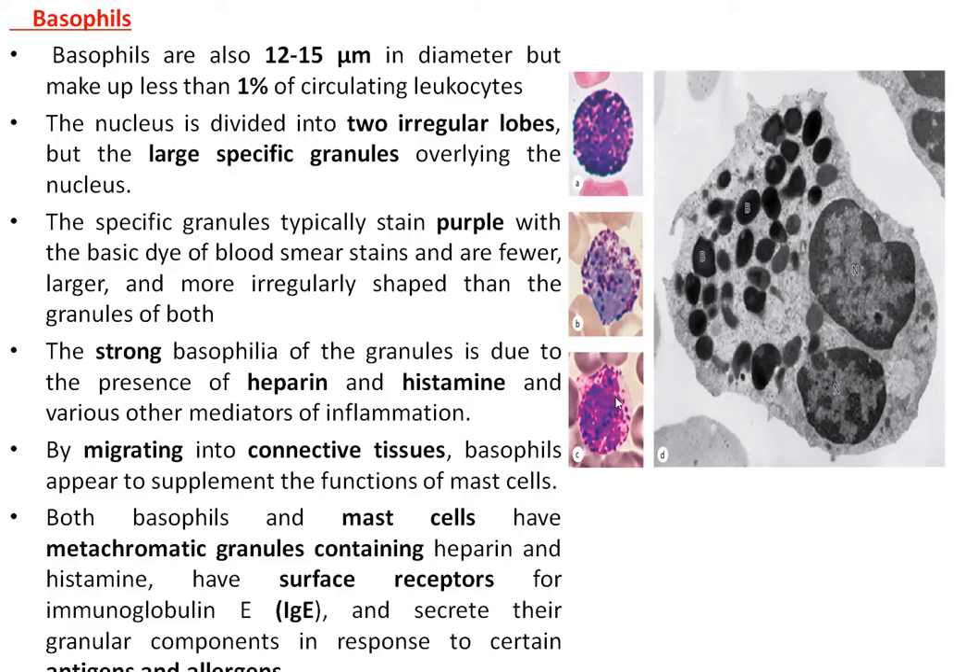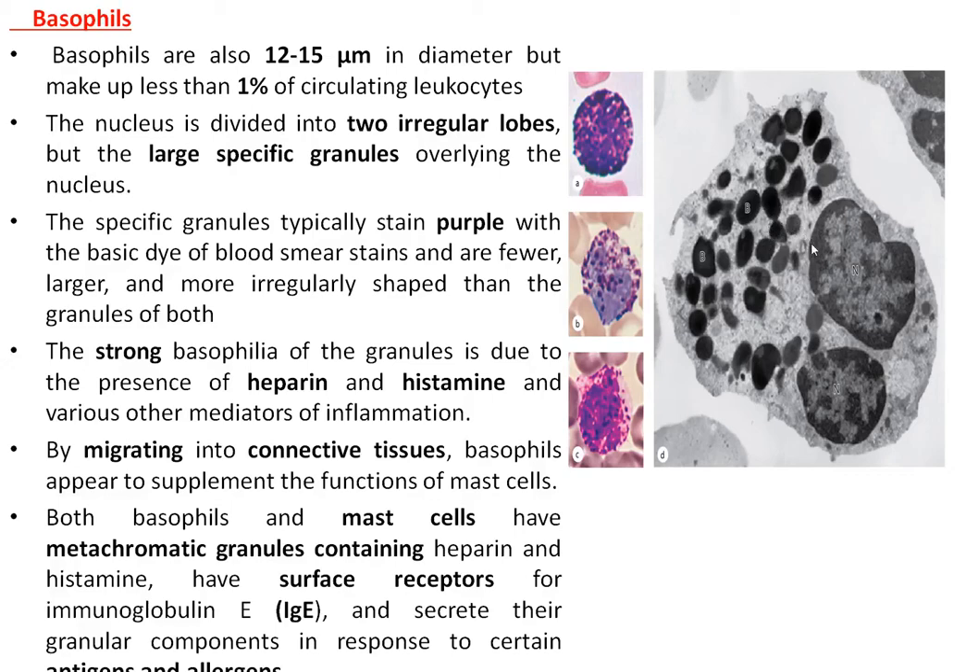The specific granules typically stain purple or blue with the basic dye of a blood smear stain, and are fewer, larger, and more irregular in shape than the granules of both eosinophils and neutrophils. The strong basophilia of the granules is due to the presence of heparin, histamine, and various other mediators of inflammation.